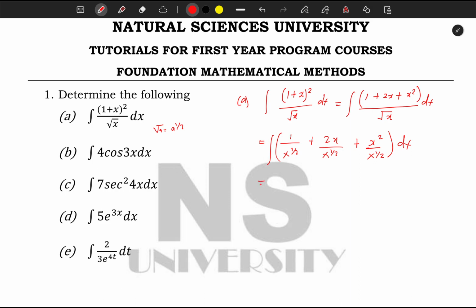Now that we are there, when we reciprocate this, we end up having x to the negative 1 over 2. And with the same bases, we add the powers. So 2 is constant, and the power on x there is 1. Because we are dividing, we subtract the powers. Plus, same here, x to the power 2 minus 1 over 2. Just like that. Then everything, dx.